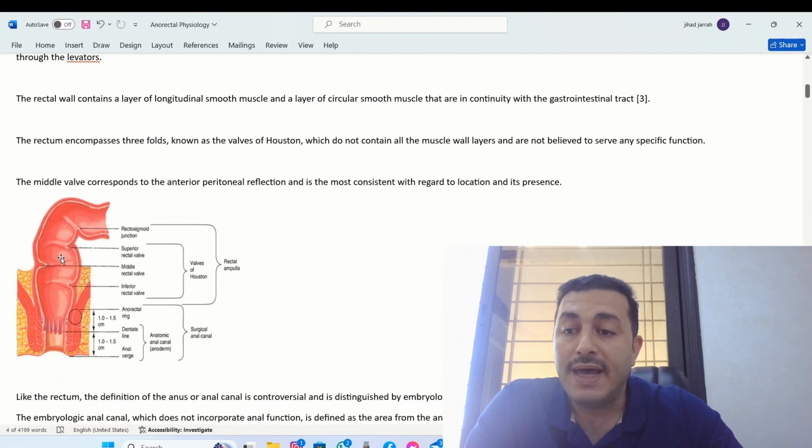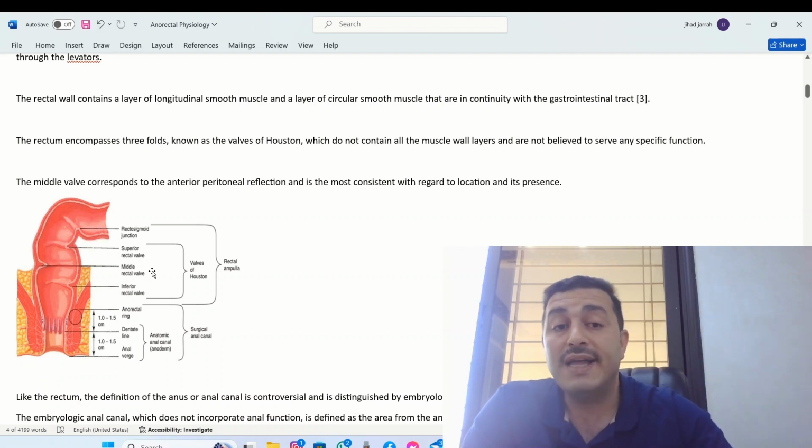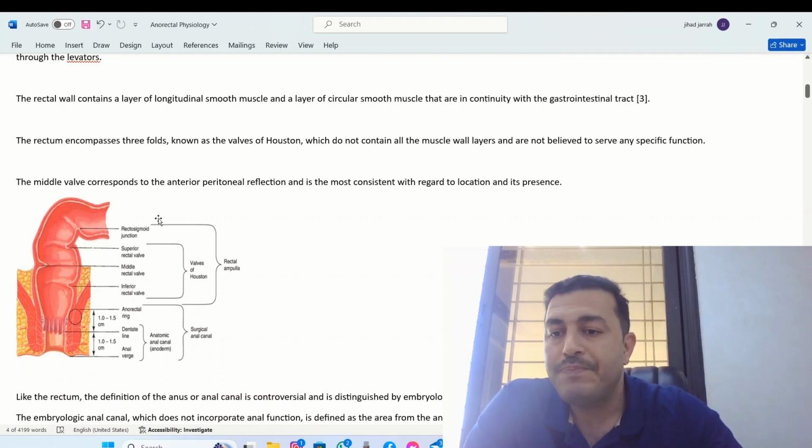Actually, they have no clear function. Some theories say that they participate in the continence mechanism. The most constant is the middle rectal valve. The superior and inferior can be absent. The middle rectal valve correlates with the anterior peritoneal reflection.